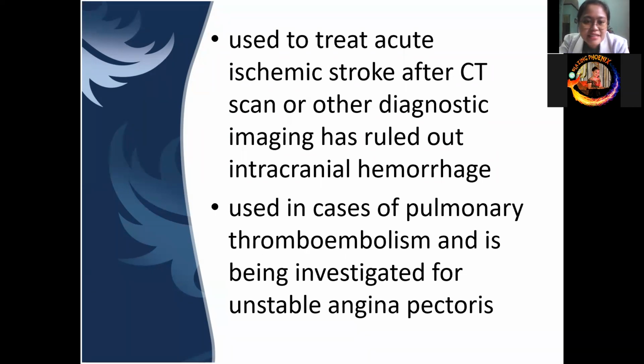And aside from that, reteplase is also being investigated for unstable angina pectoris. Are you familiar with the word angina? What's the condition of the patient? Yeah, chest pain, Isabel. Why is there chest pain? Because the problem is really in the heart, which itself lacks oxygen. The difference between angina and heart failure is that in angina, there is an obstruction in the blood vessels of the heart. So the heart itself lacks oxygen, and that is why it is painful.